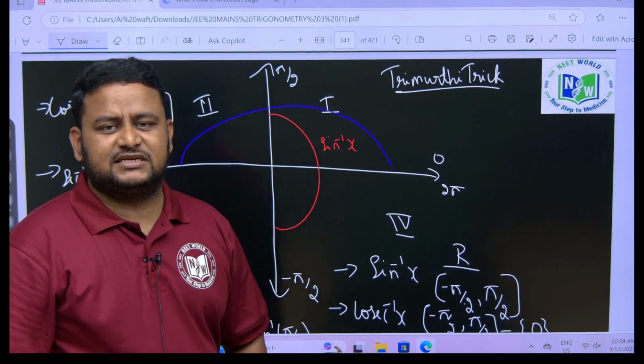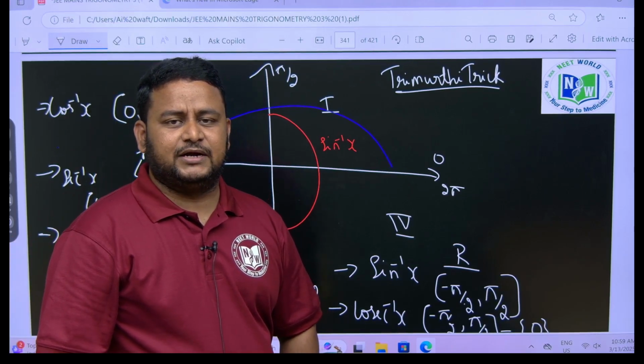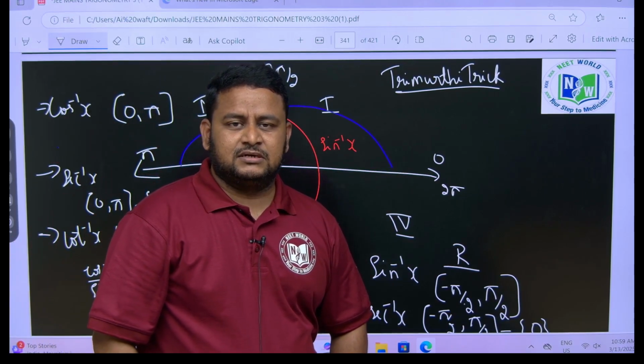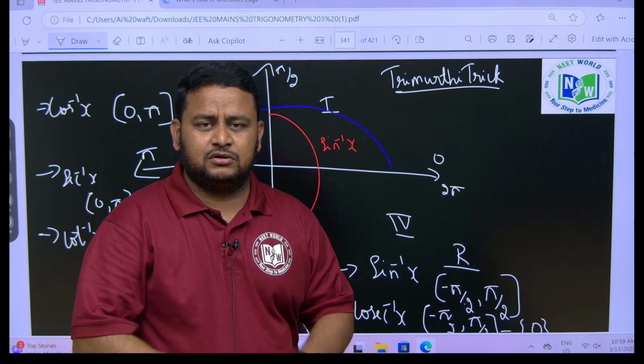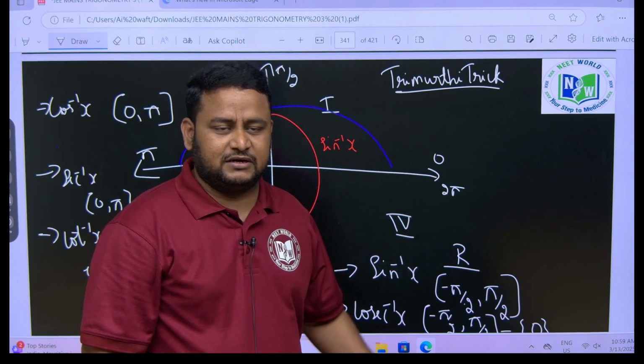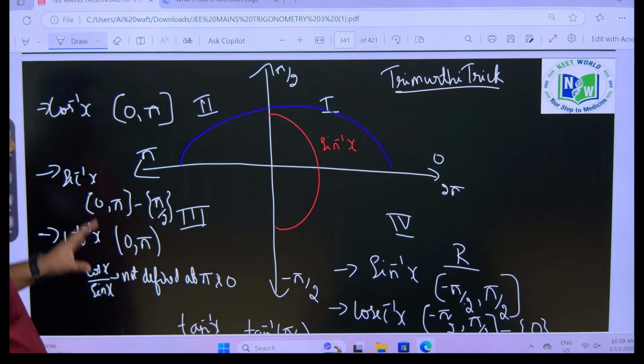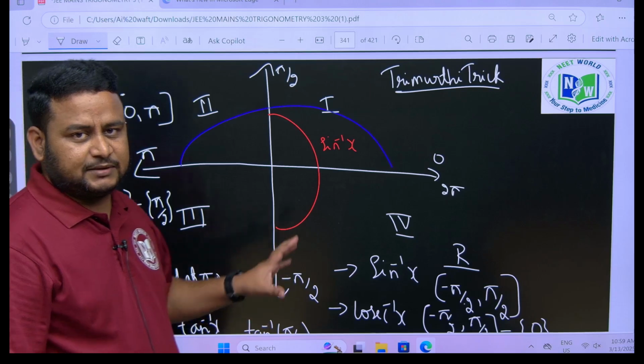So secant x is nothing but 1 by cos x. So 1 by cos x at x is equal to pi by 2 is 1 by 0, which means it is not defined. That's why I have to remove pi by 2. I hope now it is clear to you, the Trimurti trick.